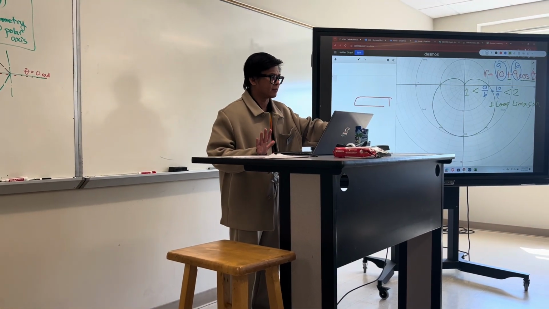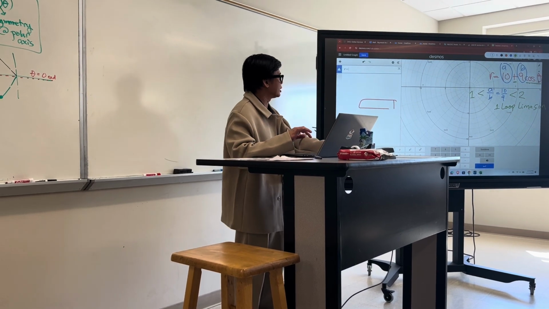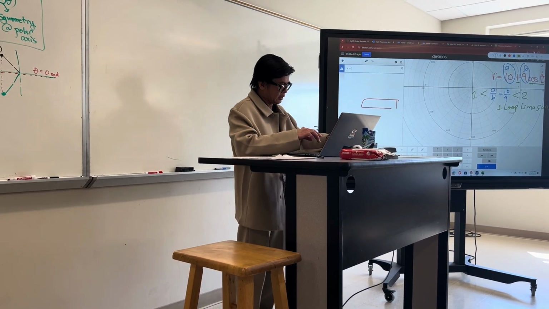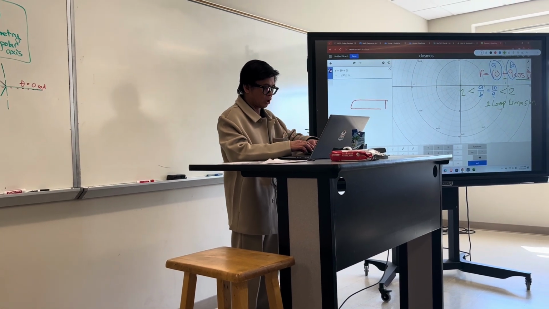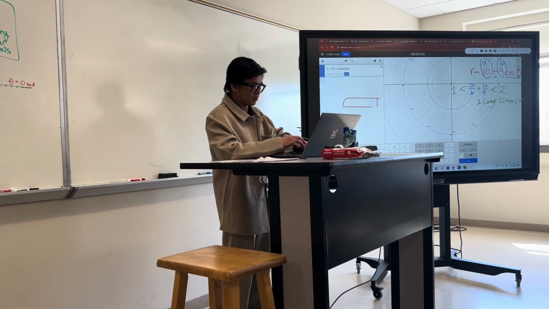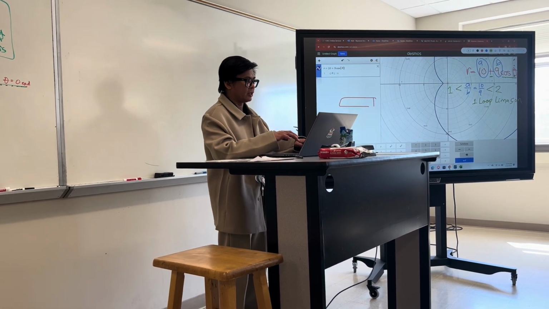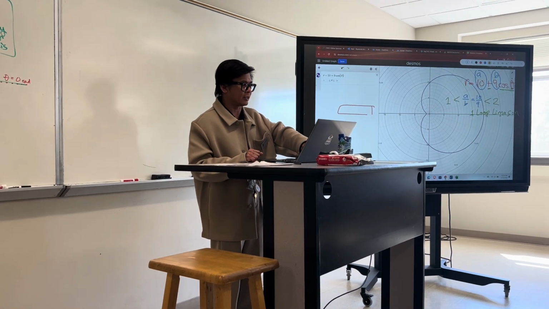So let's put it in here as follows. R equals, what's our equation again? 10 plus 9 cosine, and in parentheses, if you want to put parentheses, type in the word theta. And let's see how it looks.